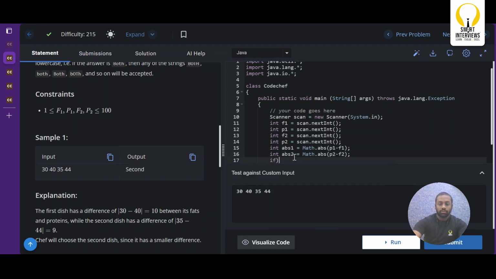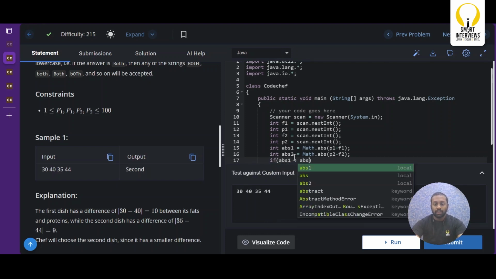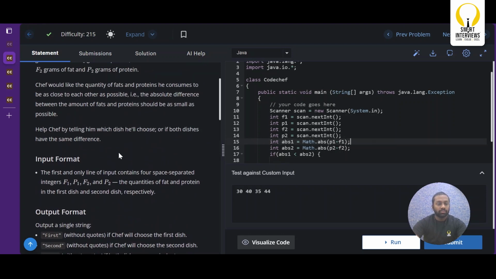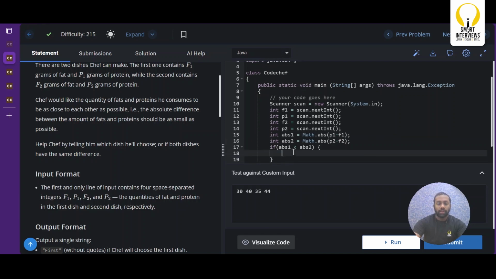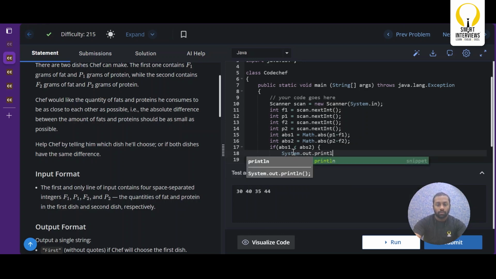Among these both, what do I need to choose? If ABS1 is less than ABS2, I need to choose the first dish, because what did the chef want? Chef wanted the absolute difference between the amount of fat and protein to be as small as possible. So if absolute 1 is smaller, then what do I print? I print first.